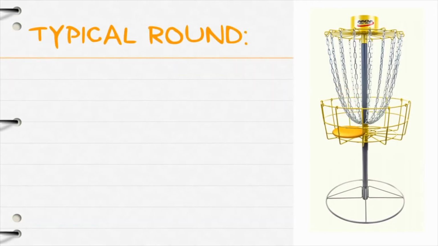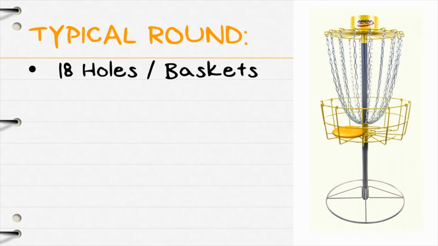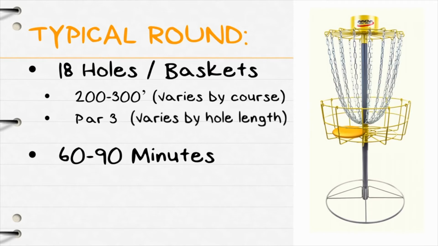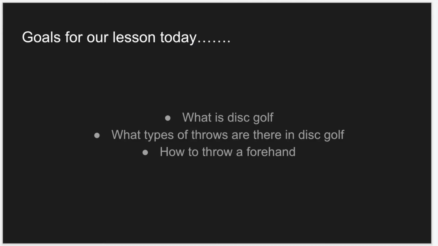A typical round of disc golf will include 18 holes or baskets, each being 200 to 300 feet in length, and played as a par 3, meaning the goal is to get the disc in the basket in 3 throws or fewer. A typical round will take 60 to 90 minutes based on your pace of play, and the lowest score wins. So thinking back to our goals for our lesson today, we have covered what is disc golf.